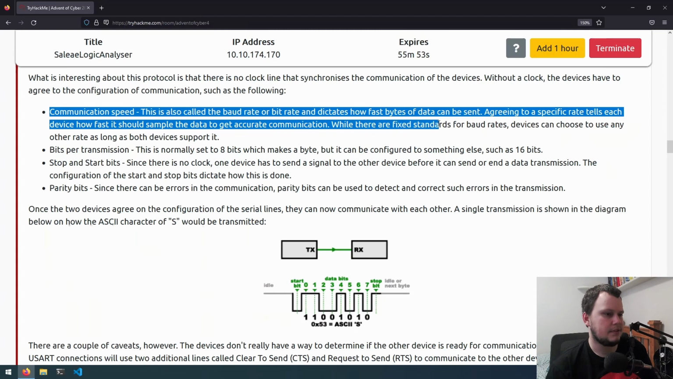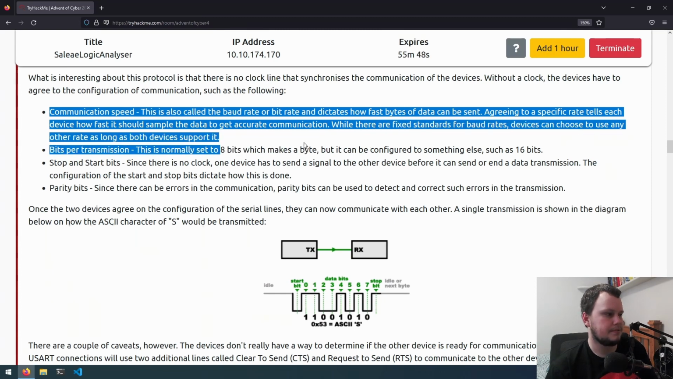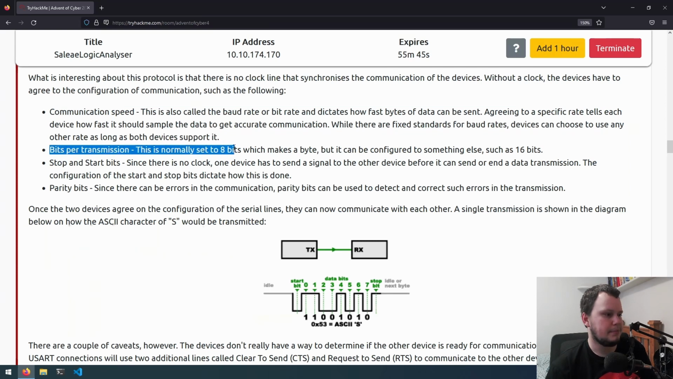While there are fixed standards for baud rate, devices can choose to use any other rate as long as both devices support it. Bits per transmission. This is normally set to 8 bits, which makes a byte, but it can be configured to something else, such as 16 bits.